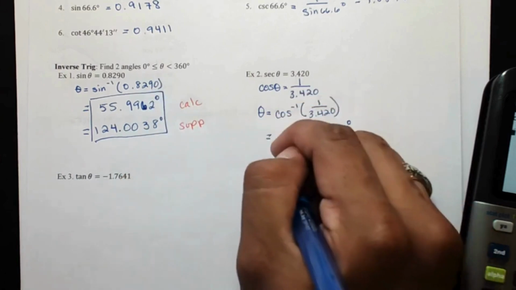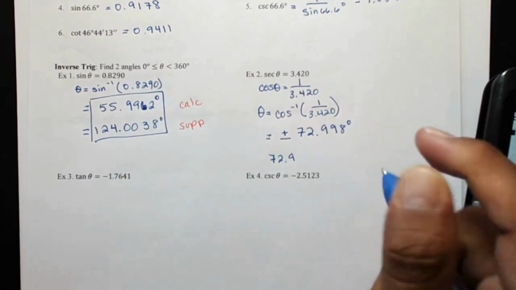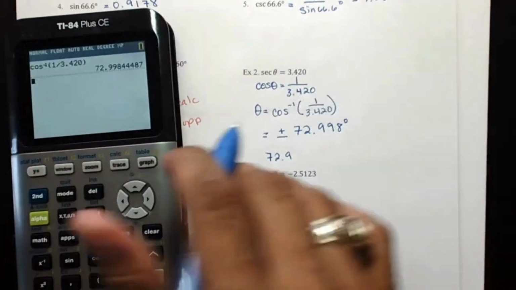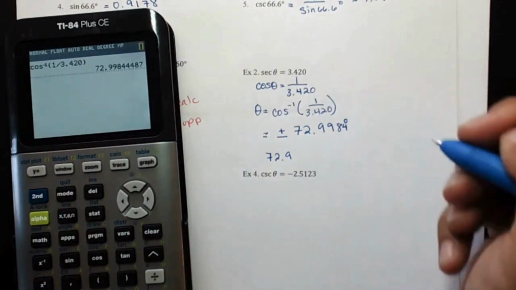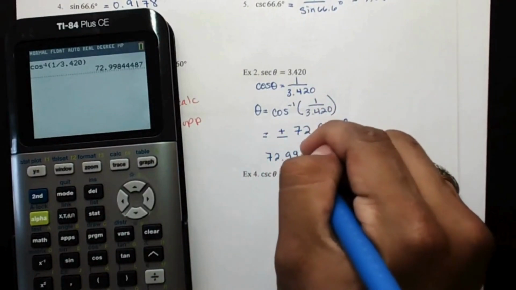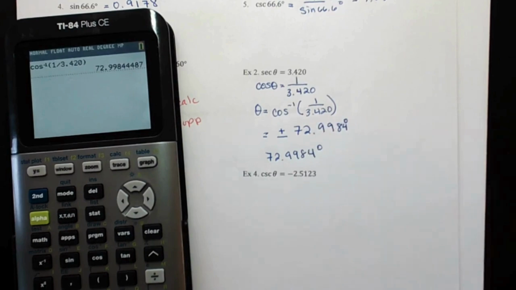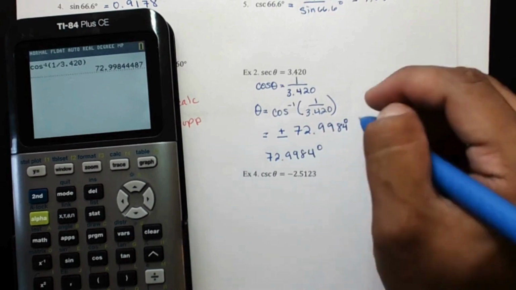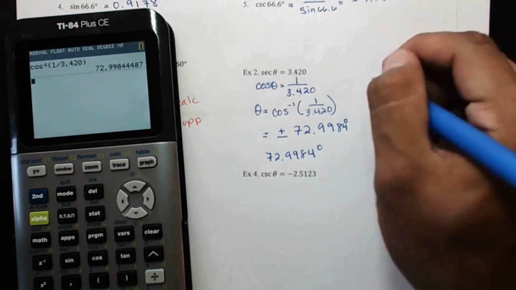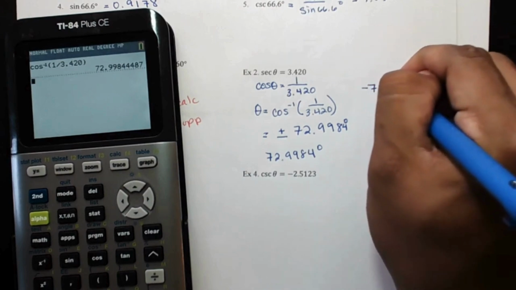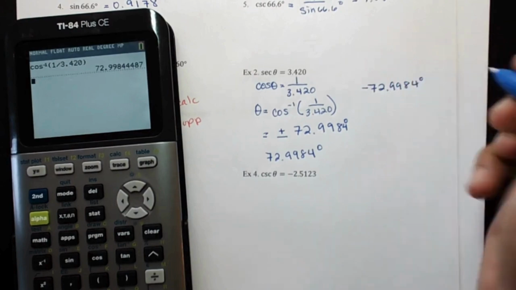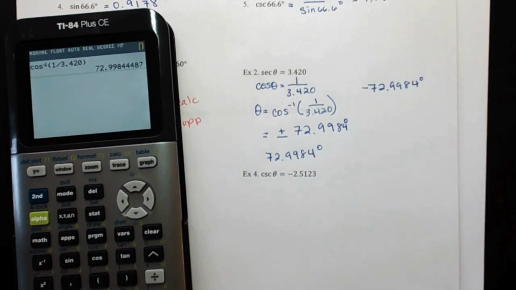Well, 72.9984 degrees is one of the answers. That's in there. But what about negative? What do I do with this negative 72.9984 degrees? I need to make that the same angle, but I need it to be a different measure. I need it to be positive.